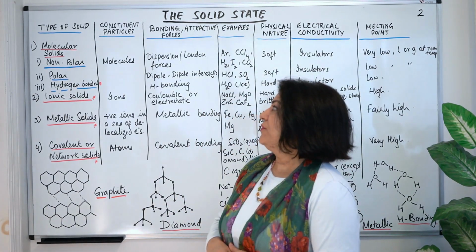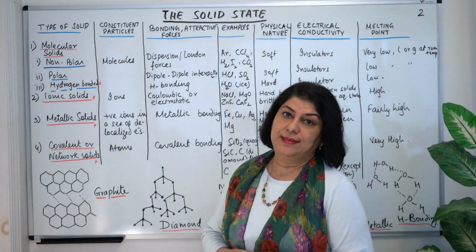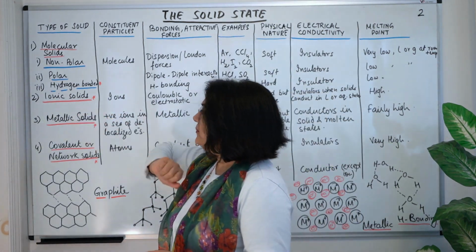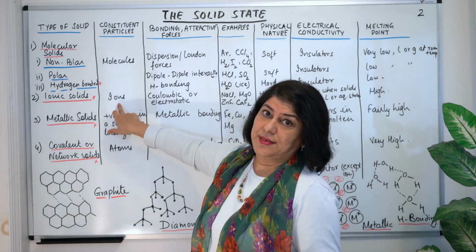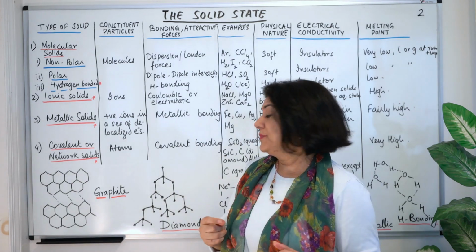The next category of solids are the ionic solids. Ionic solids, what will be the constituent particles of ionic solids? Ions. You already know what an ionic bond is.